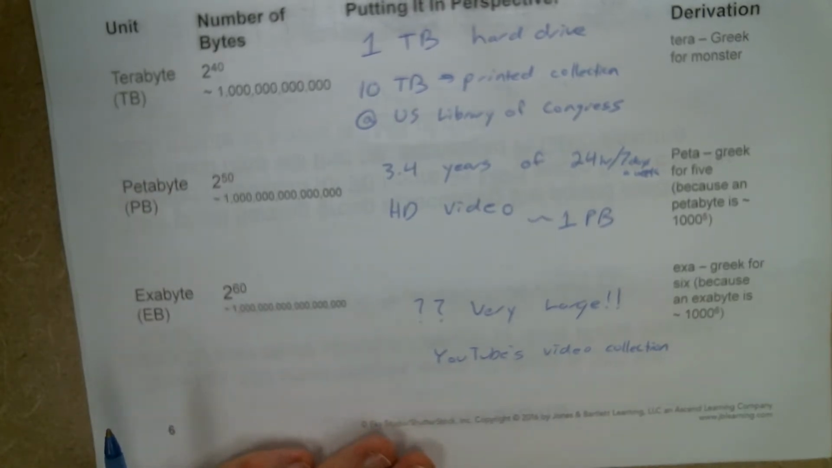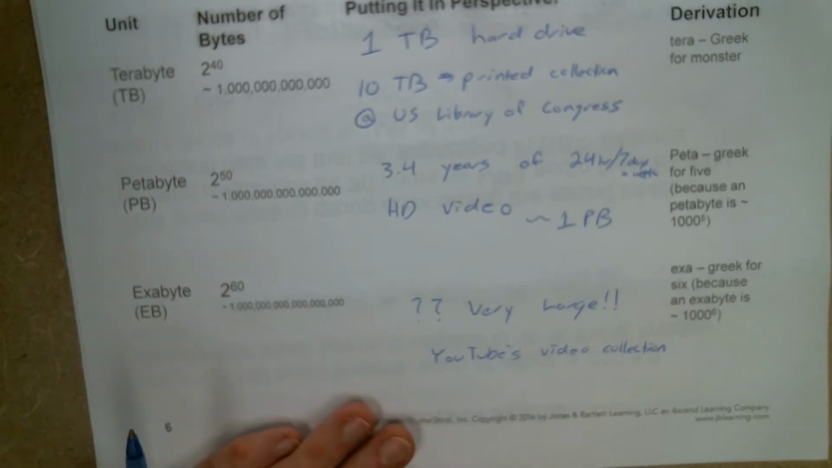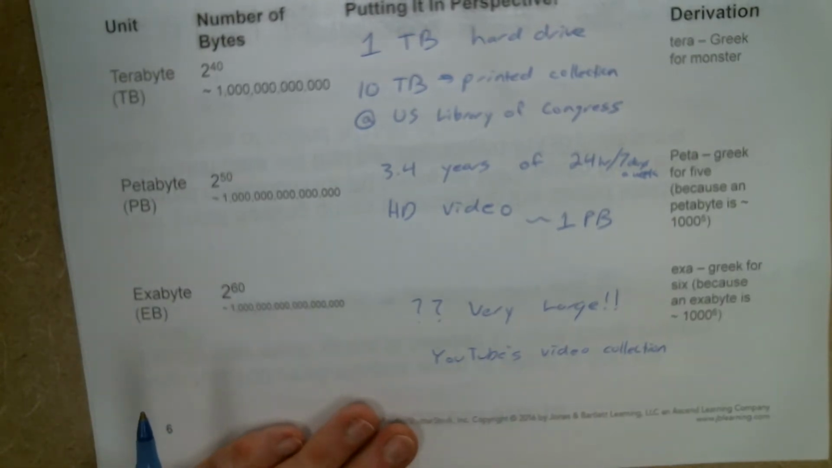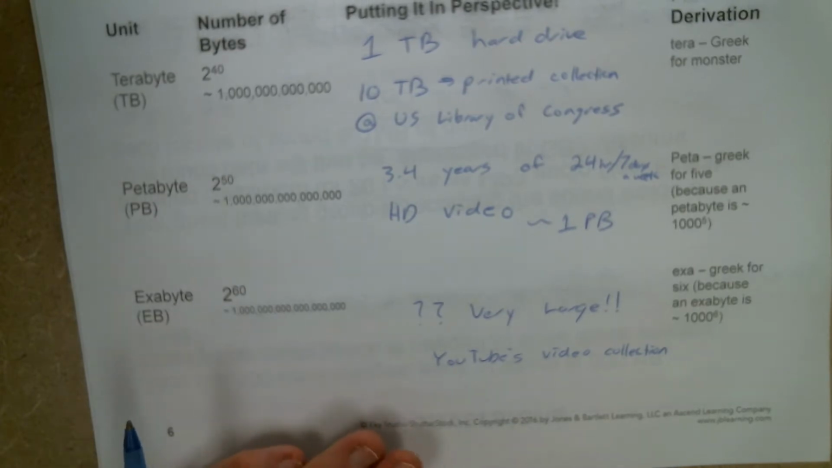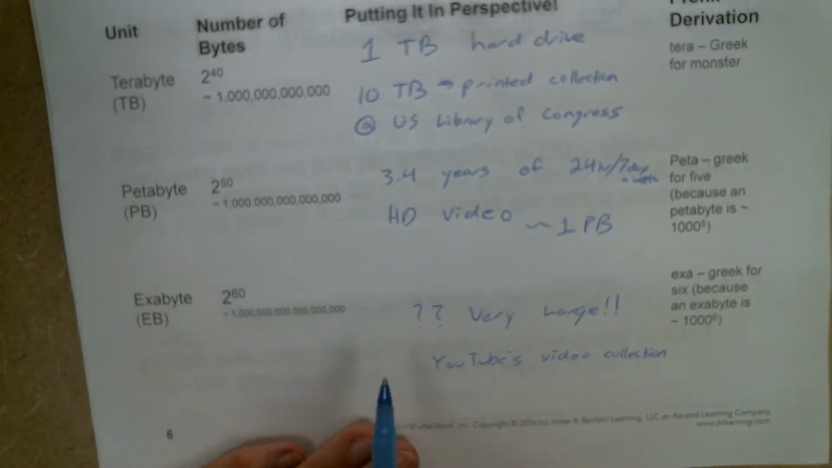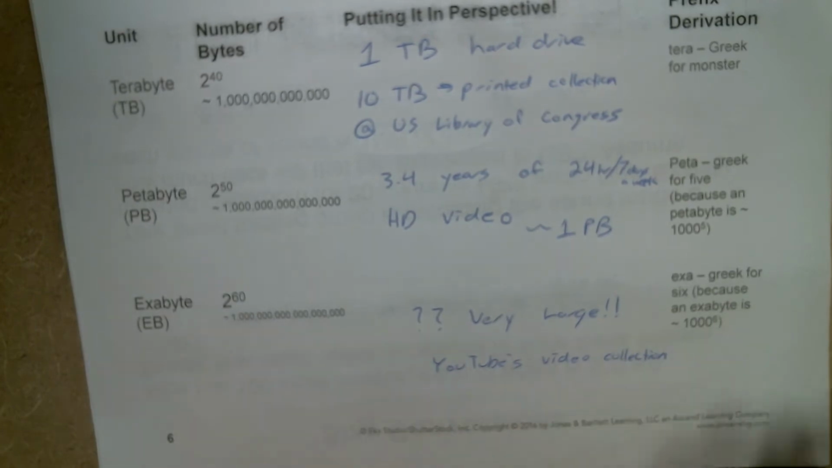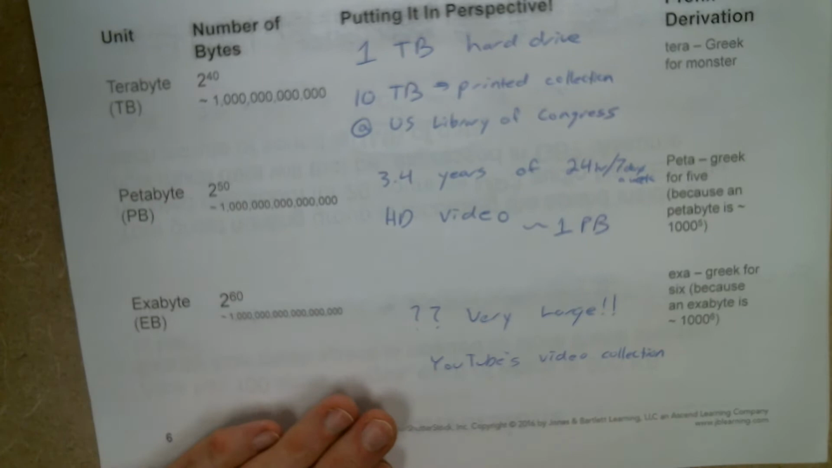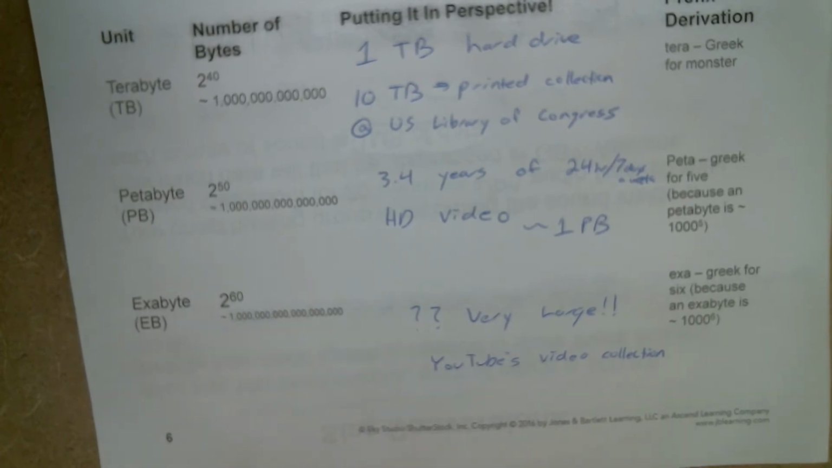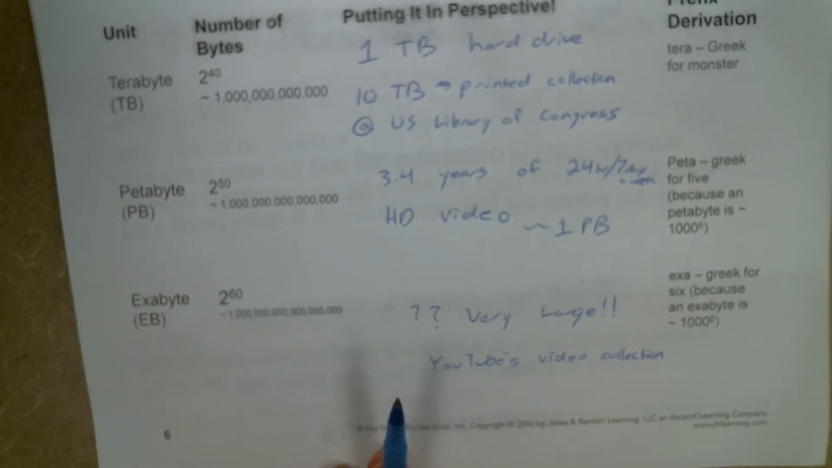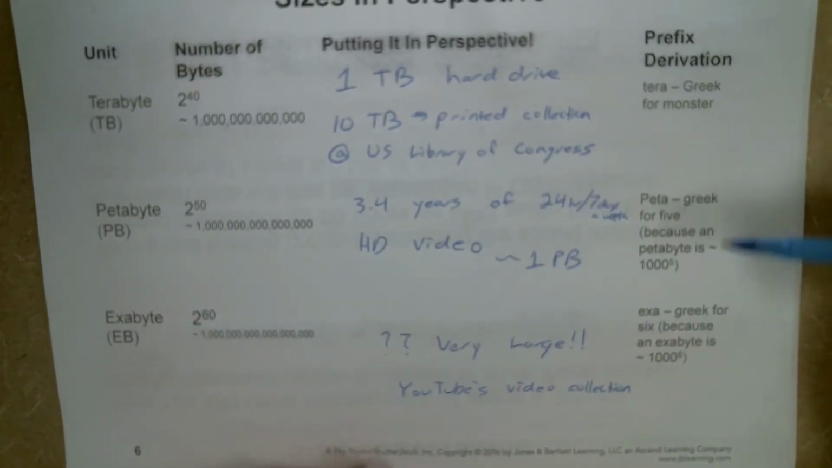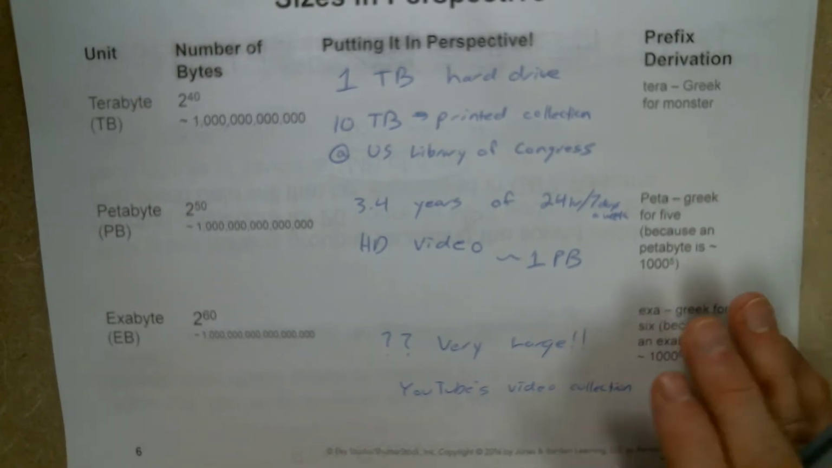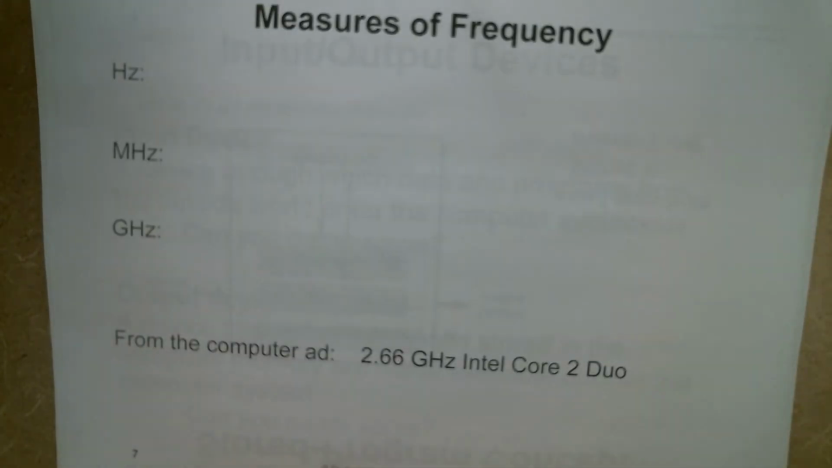All right. So obviously it's a tremendous, huge amount of data that one person is likely never going to need for themselves. Who knows? But you're just talking about a massive amount of information. So again, it's good to be familiar with these just to have a frame of reference for when these words are being thrown around and what they actually mean. And then over here on the right are just some of the prefix derivations if you're interested in that sort of stuff.